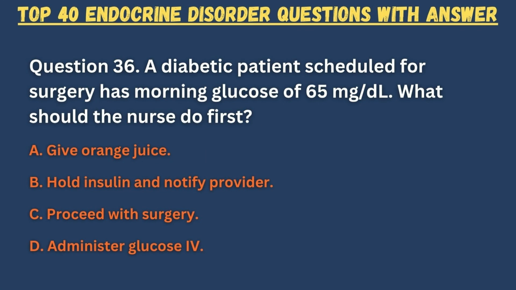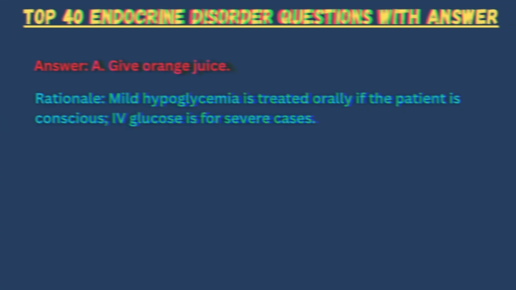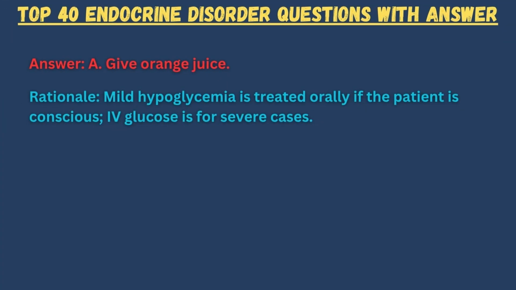Question 36. A diabetic patient scheduled for surgery has morning glucose of 65 milligrams per deciliter. What should the nurse do first? A. Give orange juice. B. Hold insulin and notify provider. C. Proceed with surgery. D. Administer glucose IV. Answer: A. Give orange juice. Rationale: Mild hypoglycemia is treated orally if the patient is conscious. IV glucose is for severe cases.